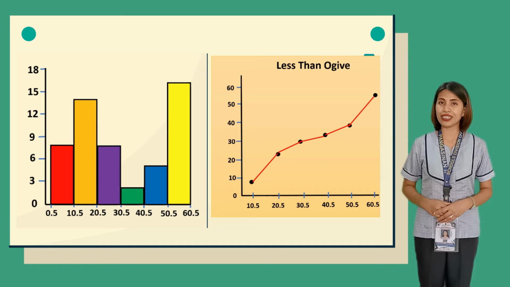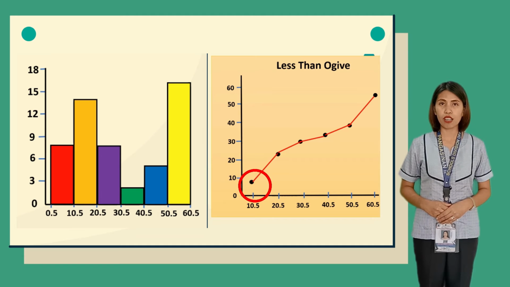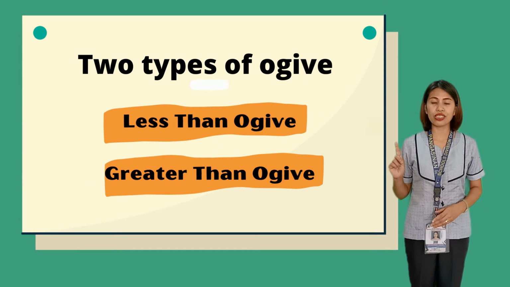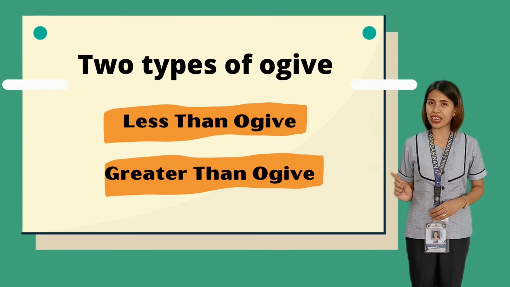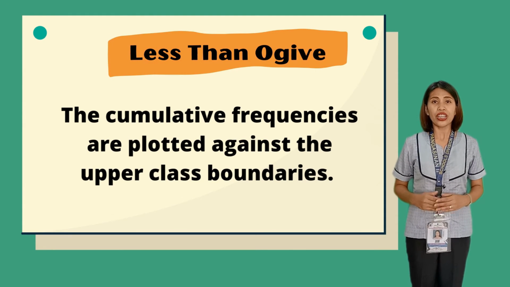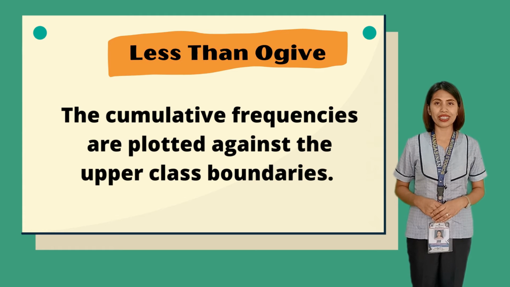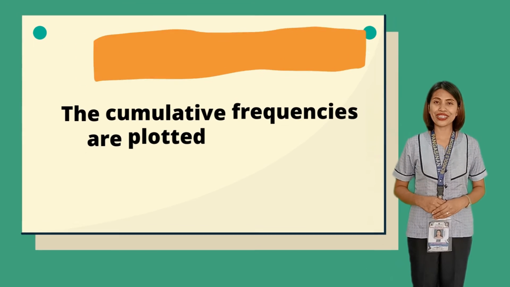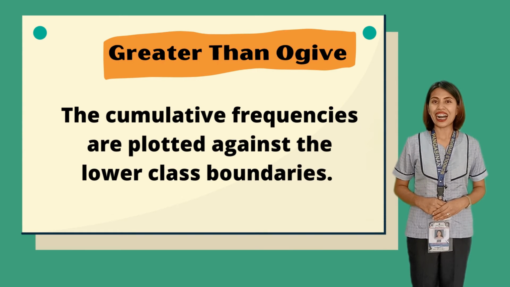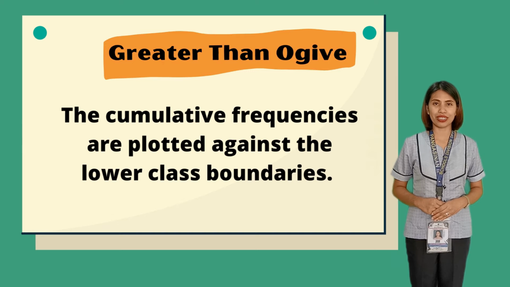Only instead of rectangles, an ogive has a single point marking where the top right of the rectangle would be. There are two types of ogive: the less than ogive and the greater than ogive. In graphing the less than ogive, the cumulative frequencies are plotted against the upper class boundaries. In graphing the greater than ogive, the cumulative frequencies are plotted against the lower class boundaries.